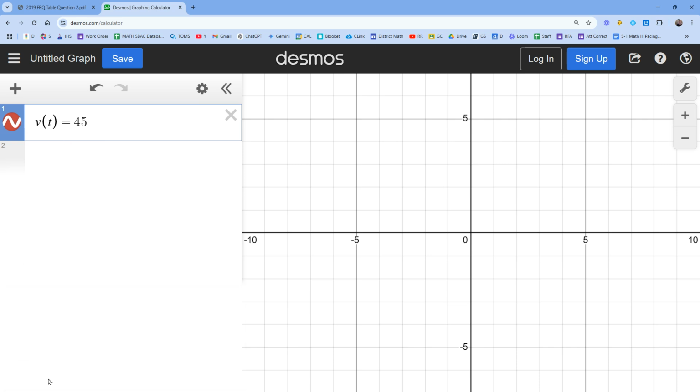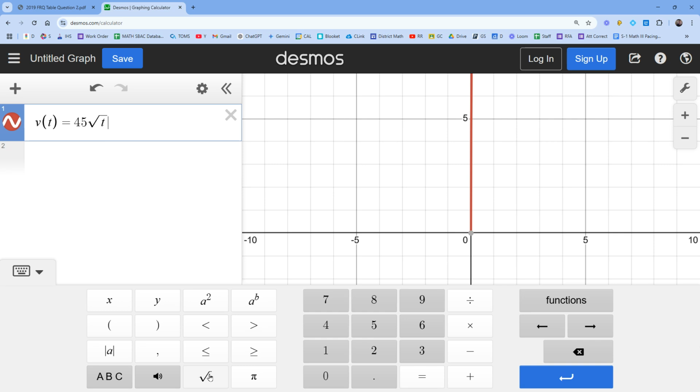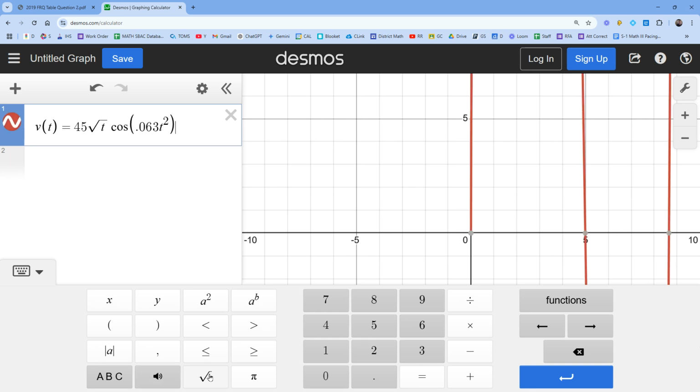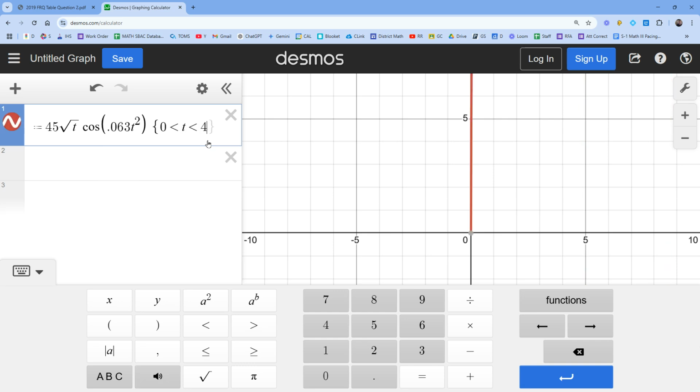the square root of t cosine 0.063 t squared, and then I'm going to graph it. There it is. I see the graph. But it says just from 0 to 4. So that domain restriction is going to be important. So to do that domain restriction for t from 0 to 4, that's how you type in the domain restriction.